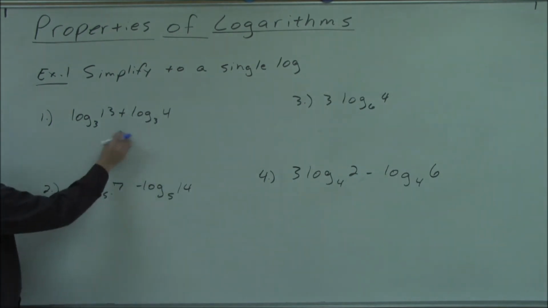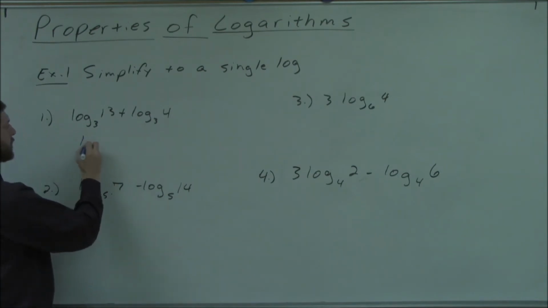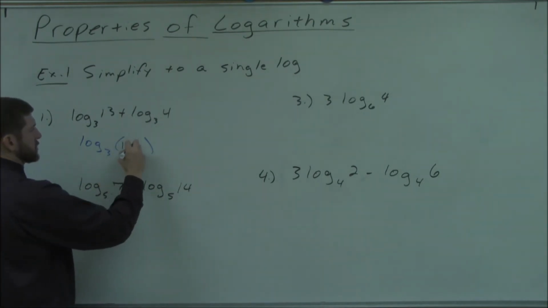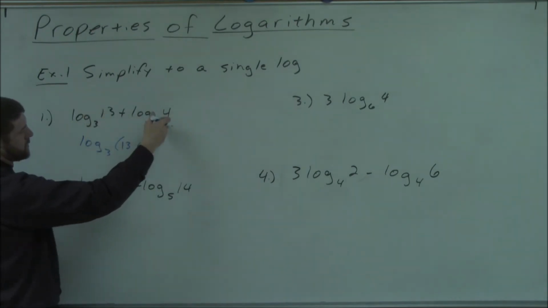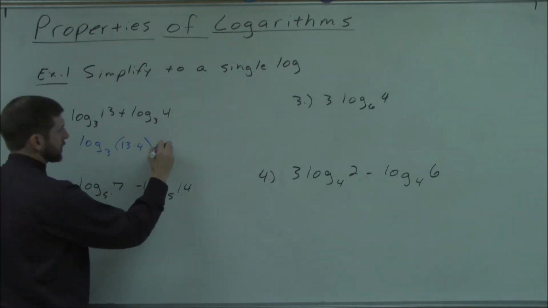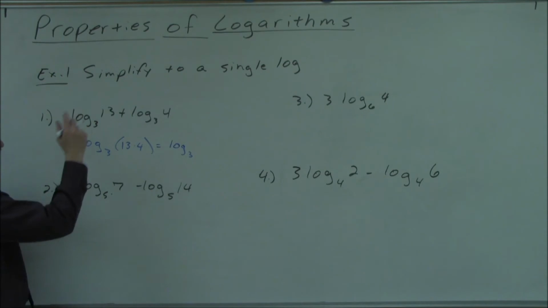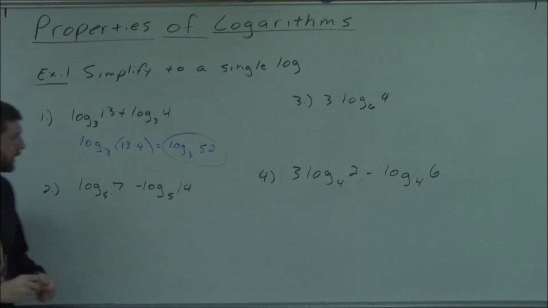So if we look at this one, we want to combine these. We notice that they have the same base. So we recognize that when I am adding logs of like bases, then that's just our product property. So I can say that is log base 3 of the product of those two log values, which is 13 times 4. Just like before when we looked at the log of 4 plus log of 2, log of 13 plus log of 4 is log of 13 times 4. Clean it up from there. Log base 3 of whatever 13 times 4 is, which is going to be 52. And that's it. We have combined that expression to a single log.